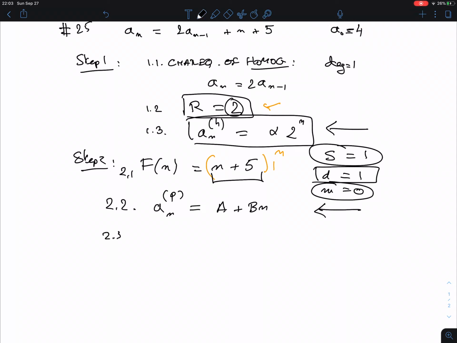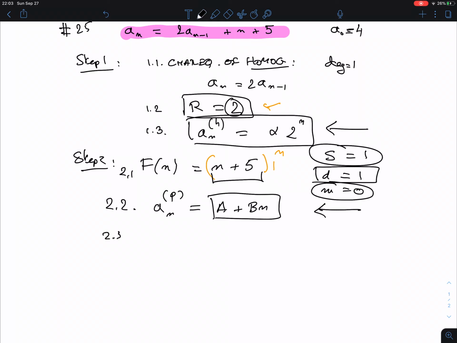Okay, so let's plug this in. What do you have to do? Well, we have to plug in this quantity as the proposed a_n inside our original equation. Again, very important, I'll highlight our equation: the original one, not the homogeneous one, the original one.